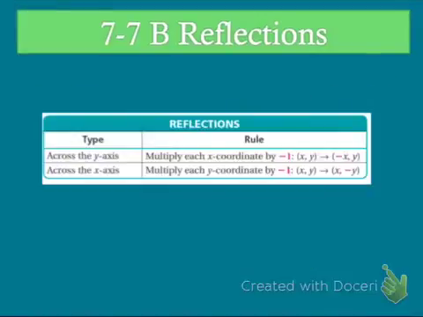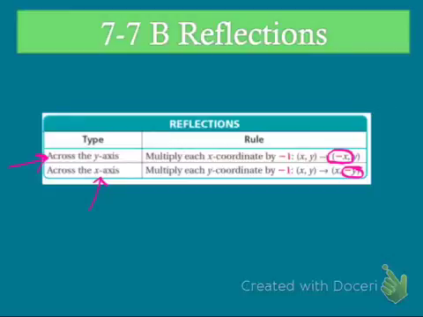So the rules that we're going to use, we're just using two different ones. If we're going across the y-axis, we're going to take each x coordinate and make it negative, or the opposite sign of what it was. And if we're crossing the x-axis, we're going to change the y coordinate and make it the opposite sign of what it is, timesing them both by -1.